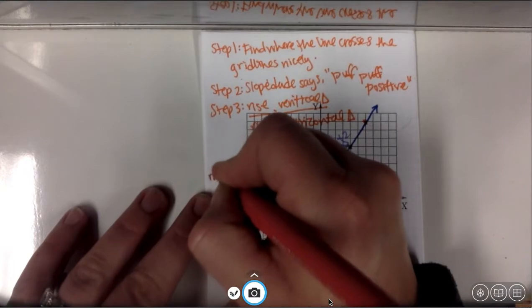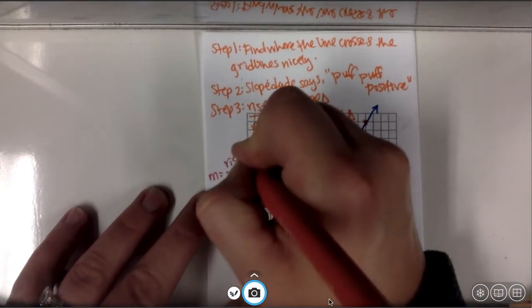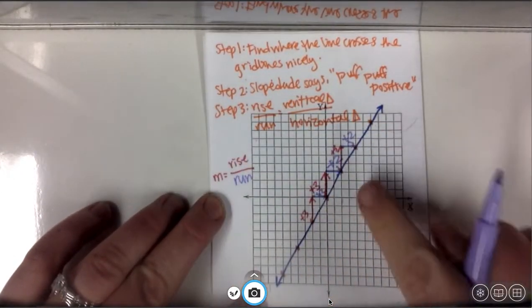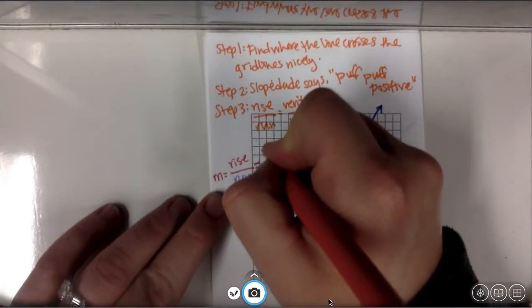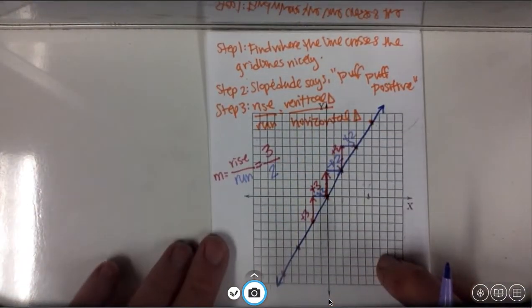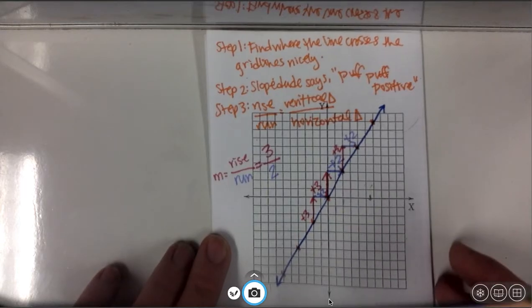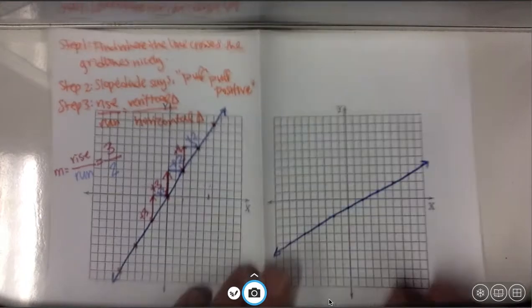Slope, or M, looks at the vertical change, the rise, versus the horizontal change, the run. The vertical change in this is 3. The horizontal change in this is 2. So my slope is 3 over 2. Cool, that's awesome. Now let's do the same thing on another graph.